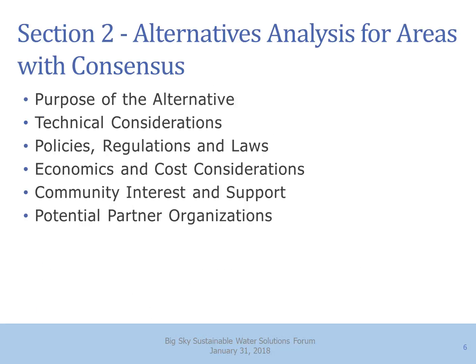So each one of these sections is essentially broken into 2 pages discussing each of these alternatives. And within each of those 2 pages, we kind of go through a standard process where we review the purpose of the alternative, technical considerations, policies, regulations, and laws, economics and cost considerations, community interest and support, and potential partner organizations. So if you're interested in one of these subject areas, there's a 2-page piece that you can review and go through to see all these questions that we grappled with and the conclusions we came up with for each area.